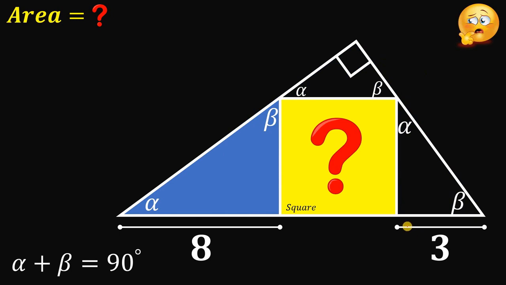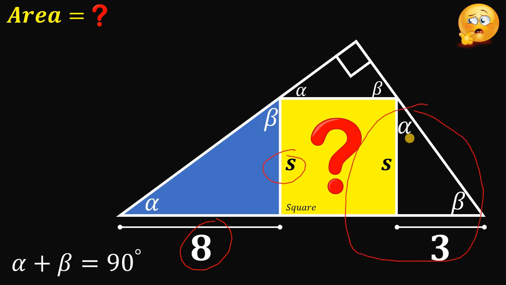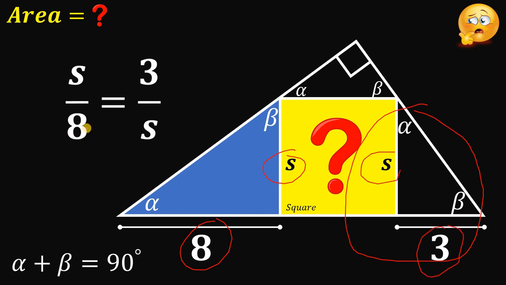So now, let's use the concept of ratio and proportion in this question. Now, let's call the side of the square S. So all of this side must be equal to S. Now, in this right triangle, we can say the ratio of the side opposite of alpha and beta must be equal to S over 8. And in this right triangle, we can say that the ratio of the side opposite of alpha and beta must be equal to 3 over S. So we can say that S over 8 must be equal to 3 over S, because these 2 right triangles are similar to each other.